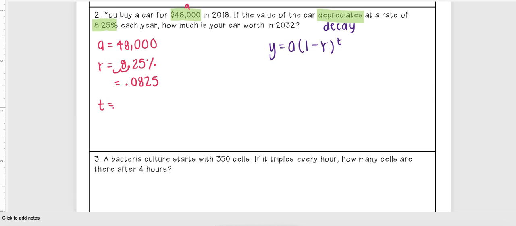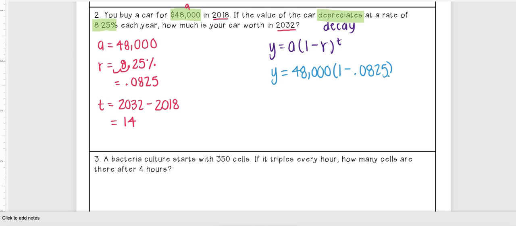And then I need to figure out my time. So I bought the car in 2018, and I want to see how much the car is worth in 2032. So how many years has passed? Well, I can take 2032 minus 2018. And when I do that, I get 14. So now I can go ahead and plug all of that information into my function here. So instead of a, I have 48,000. Instead of r, I have 0.0825. Instead of t, I have 14.